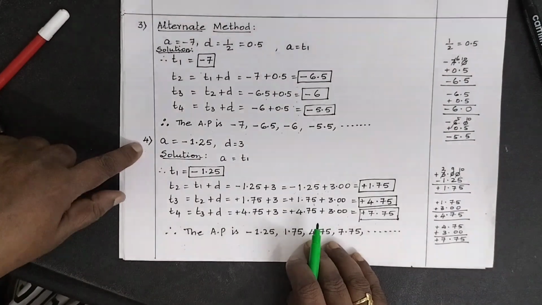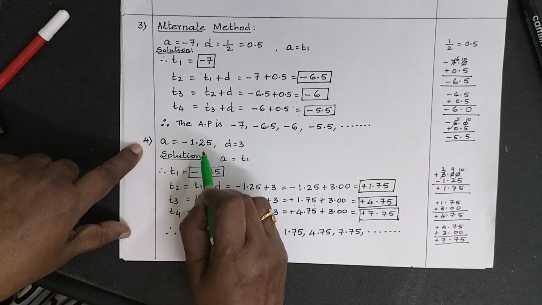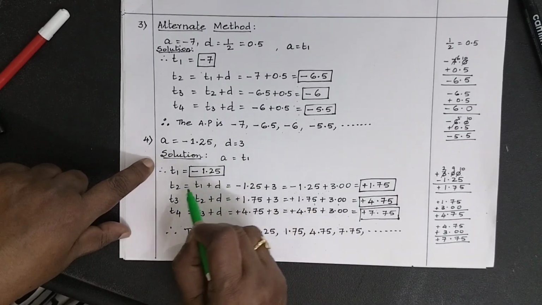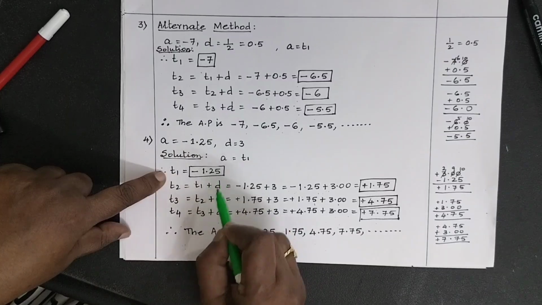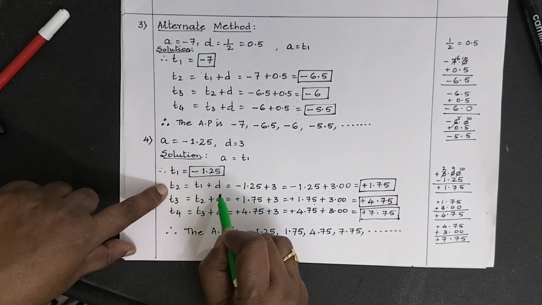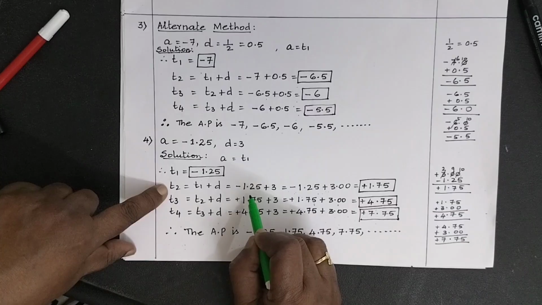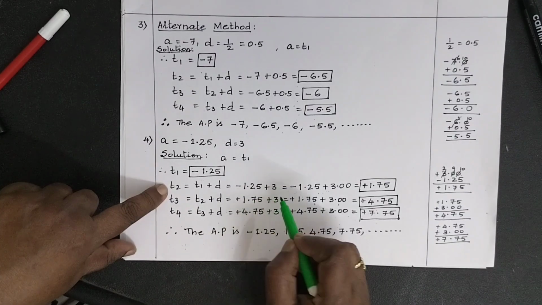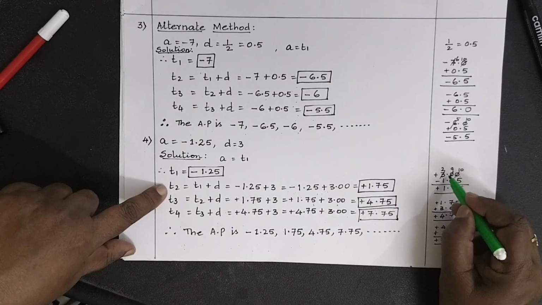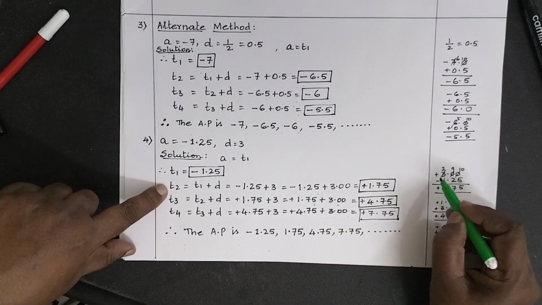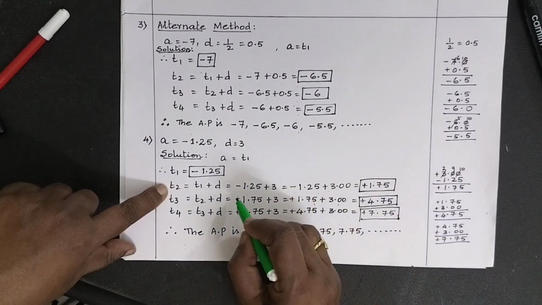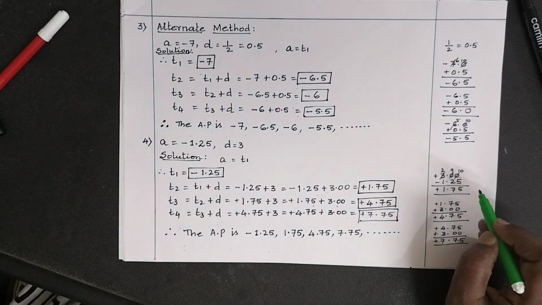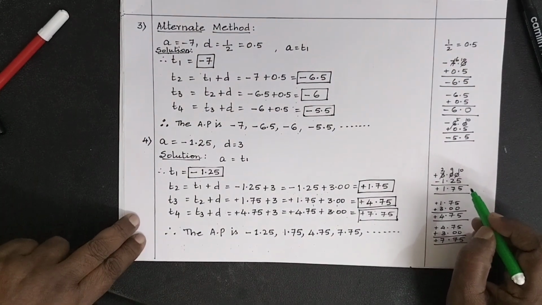Next, fourth question. A is minus 1.25, D is 3. So A is equal to T1, first term. So T1 is what? Minus 1.25. T2 is what? T1 plus D. So T1 is minus 1.25 plus 3. So this 3 is a whole number. So put 3.00, and this is plus 3, and this is minus 1.25. So again use the rule of the integers and do the calculation.